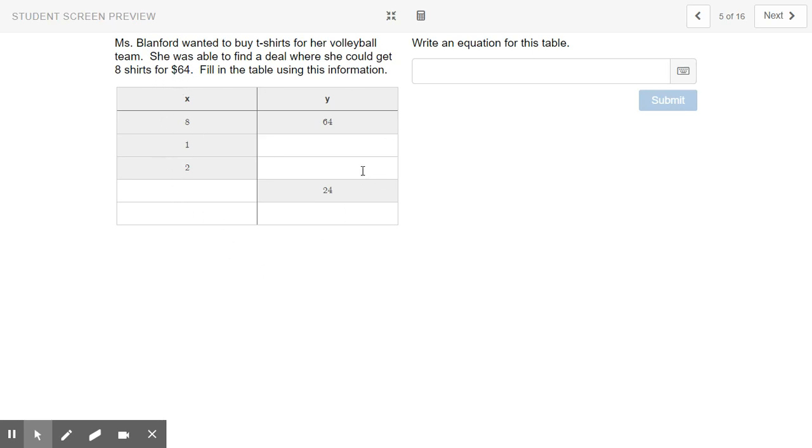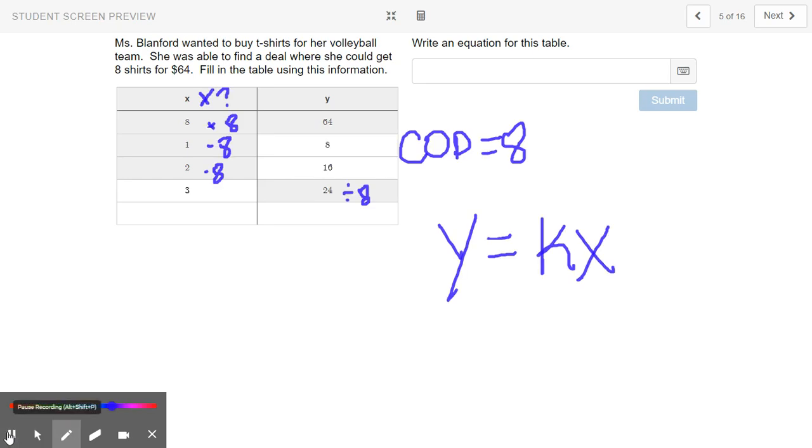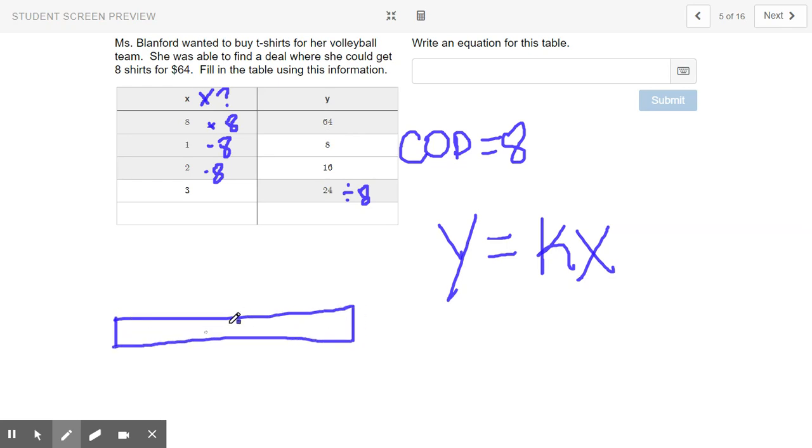So right now I want you to go ahead, fill in the table, and then write an equation for this table. You can pause and do that. Okay, so here's what I've done. I went ahead and filled in the table. To do that, I had to look at this and decide, how did I get from 8 shirts costing $64? I knew if I had a bar model with 8 shirts, divided up into 8 separate pieces, one for each T-shirt, that all 8 shirts cost $64.